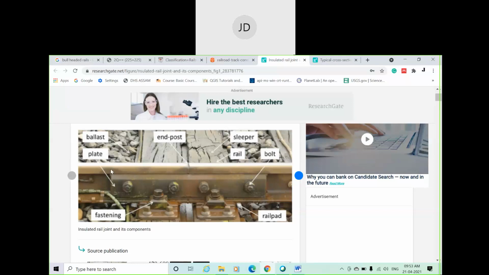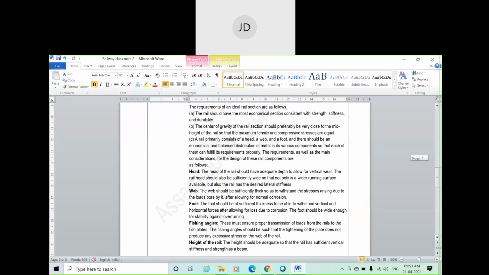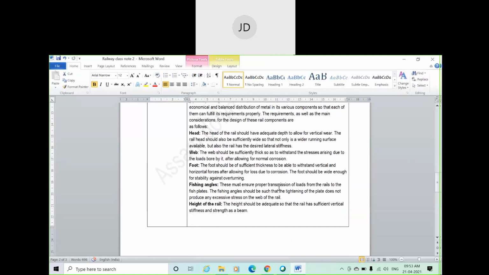So the fishing angle is provided such that the load from the rail is transferred to the fishing plate, and there should not be any friction between the fishing plate and the rail part. Okay, so fishing plates must ensure proper transmission of loads from the rail to the fish plate. The fishing angle should be such that the tightening of the plate does not produce any excessive stress on the web of the rail. Okay?